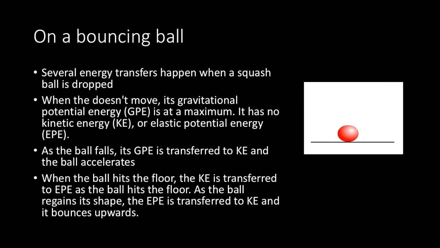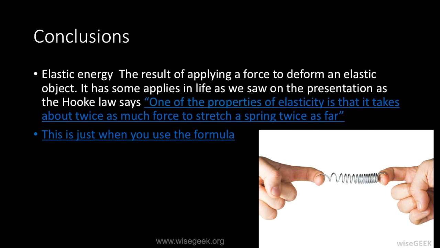And then the ball regains its shape, because when the ball hits the ground, it deforms, and then the energy is transferred to kinetic energy again when it goes into the air. It's a good example of elastic energy, because the ball shows a really big deformation when it's on the floor, and that's elastic energy. To conclude, elastic energy is the result of applying a force to deform an elastic object.